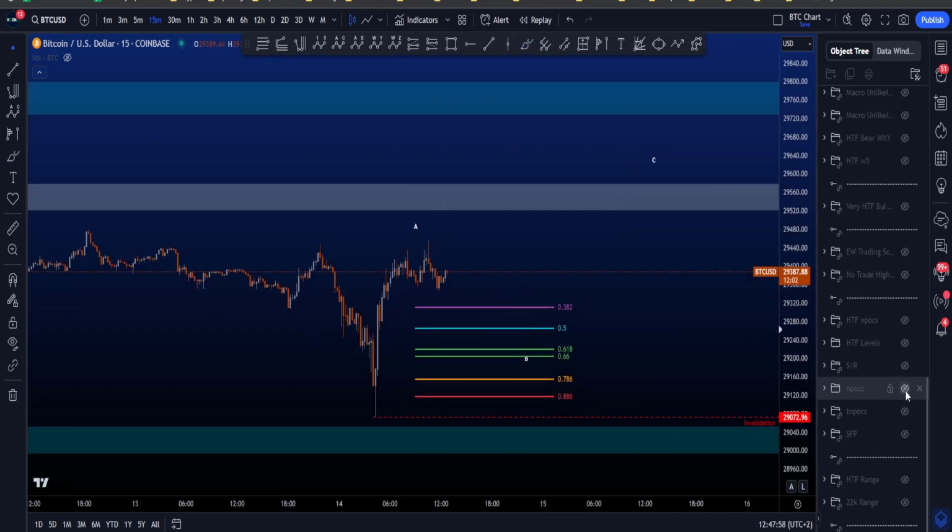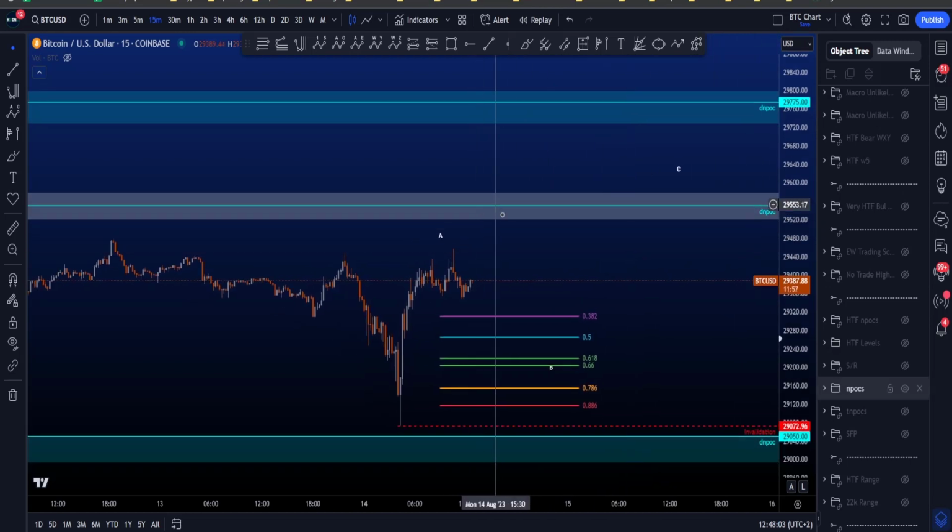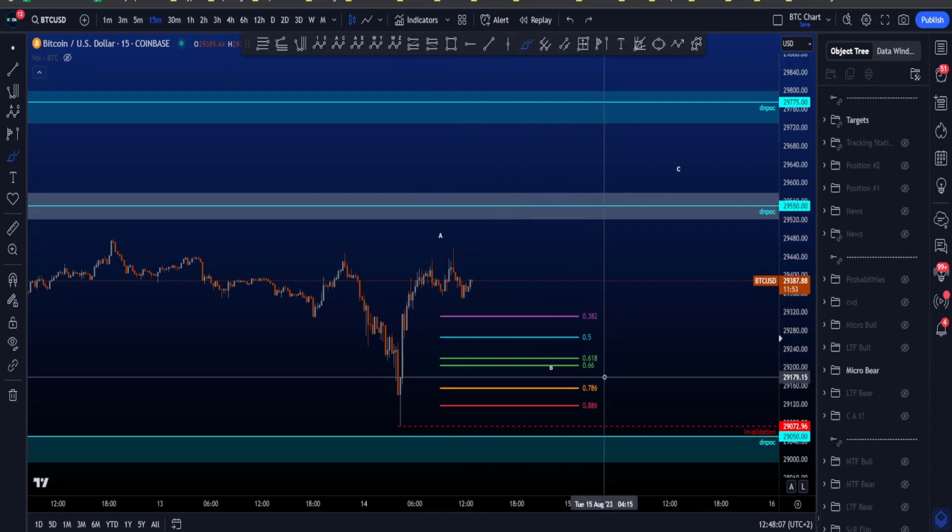It can be interesting though to first hit that daily naked point of control at 29,550 before a move to the downside starts, but this could potentially also be part of a bigger corrective structure. But that is something we have to assess and wait and see.